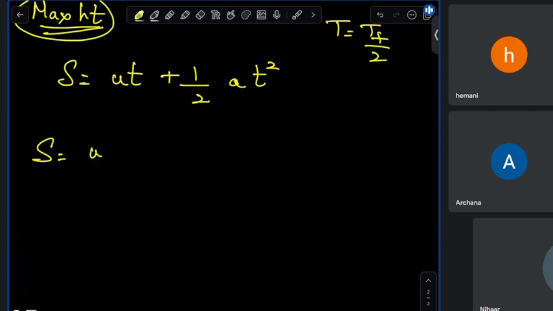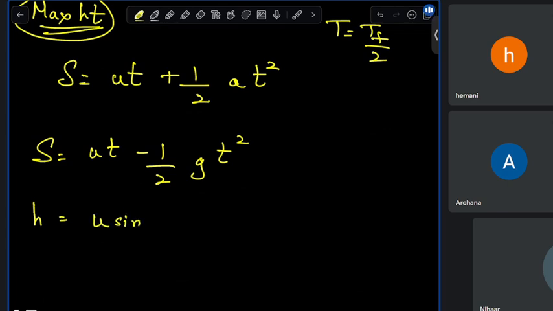So UT will stay as it is. Minus half GT square it becomes. I realize this. Now S is what I'm supposed to find. S is nothing but height. I'll write it as H because both mean the same thing. Whatever you assumed in the first thing, assume the same U here also because the same explanation. So you write U sine theta in brackets. Write T as it is, but think for a second. Is it actually T or TF by 2? We'll do that, but I'll just change the U's right now. Minus half as it is, G as it is, T square as it is.